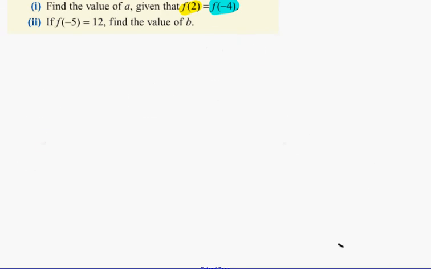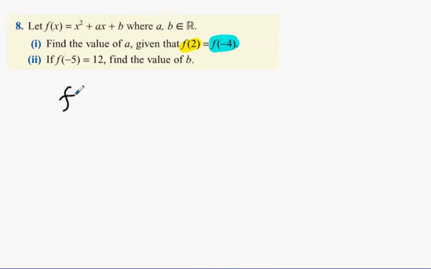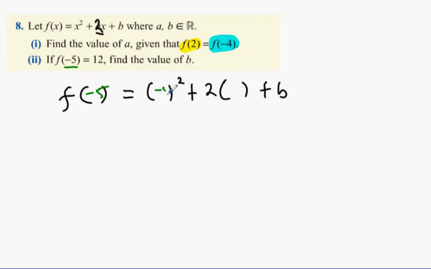So when A equals 2, the f function now becomes f of x, whatever the input is, squared. A is now the number 2, so it's going to be 2 times whatever the input is, plus B. What are we asked for? F what? Minus 5. And what's the output when the input is minus 5? The output is 12.